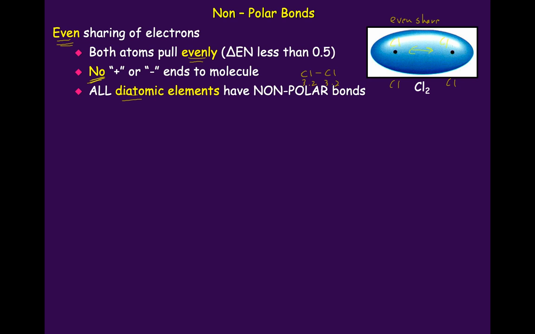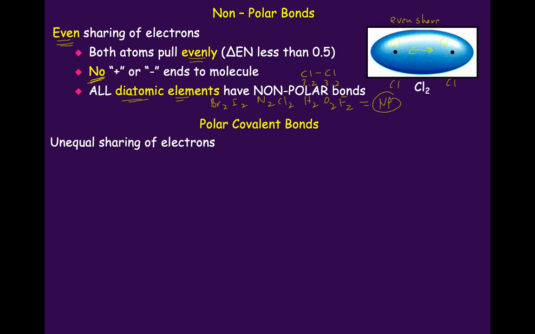All diatomic elements, your Brinkelhoff, don't forget your Brinkelhoff: Br, I, N, Cl, H, O, and F. All of these are non-polar. Really important. It's very limited, because most of the time you're going to have elements bonding with other elements.